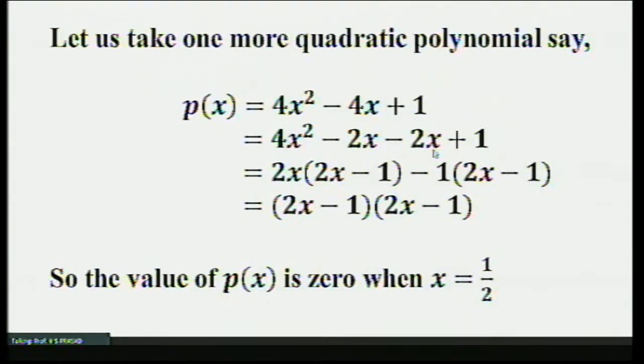So that shows 4x squared minus 2x plus 1. By taking the common factor from the first two terms as 2x, you will get 2x times (2x minus 1). And for the next term, taking minus 1 as a common factor, that also gives minus 1 times (2x minus 1). That means this polynomial has again two factors, which is a repeated factor, (2x minus 1) times (2x minus 1).